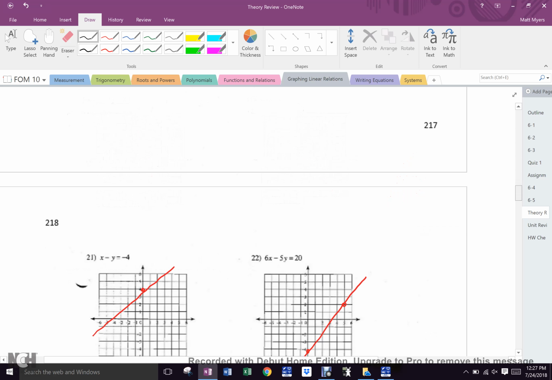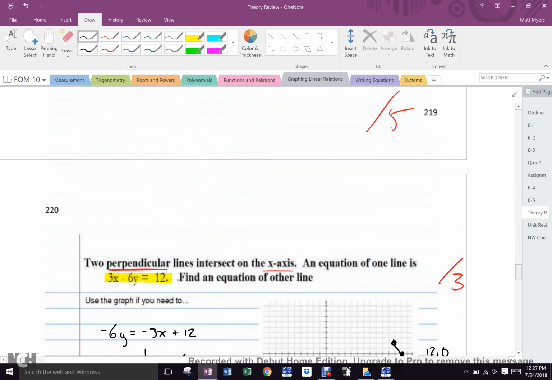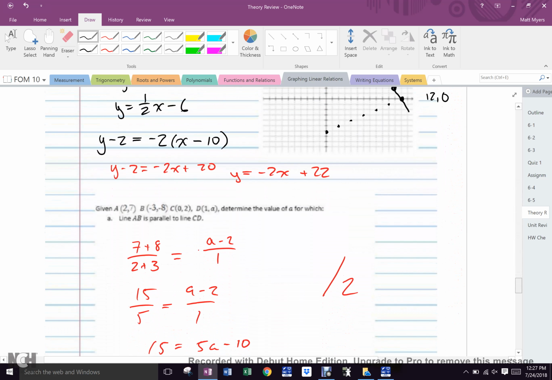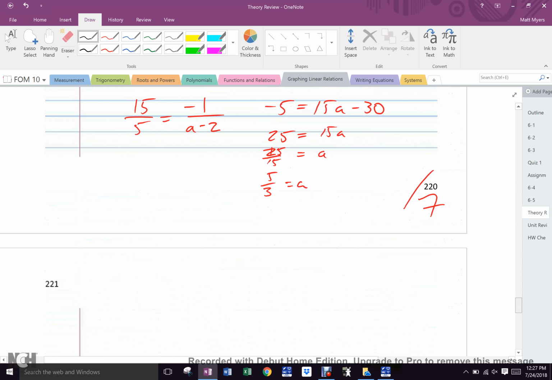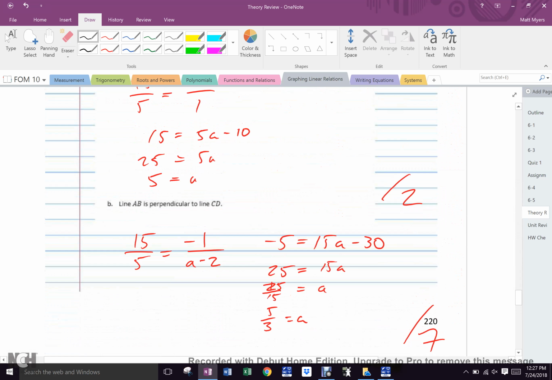220. Yeah? Which one? I'm sorry? The top one? The bottom one? Yeah? You can. Sure, you could say that's 3. Then it would be 3 over 1. Then it would be negative 1 equal 3a minus 6, which would be 5 equals 3a, which would be a equals 5/3. Same answer.